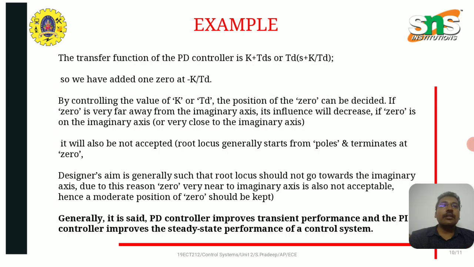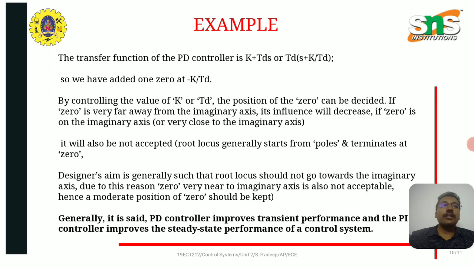The transfer function of the PD controller is k plus TdS, or Td of (s plus k divided by Td). So we have added one 0 at minus k by Td. By controlling the value of k or Td, the position of the 0 can be decided. If 0 is very far away from the imaginary axis, its influence will decrease. If 0 is on the imaginary axis or very close to the imaginary axis, it will also not be accepted.